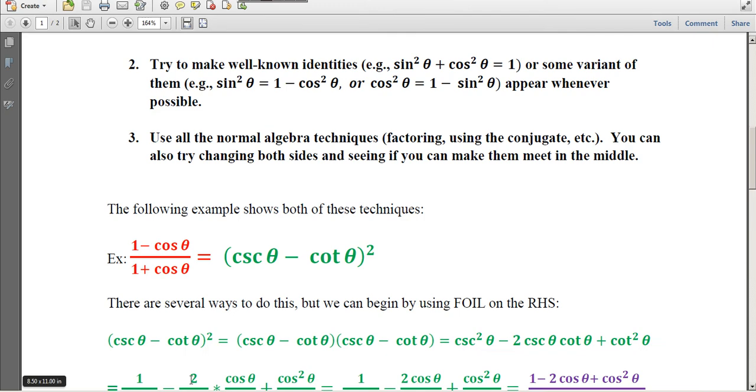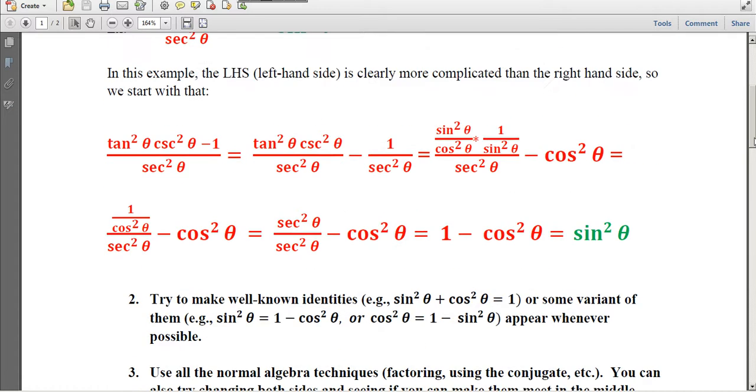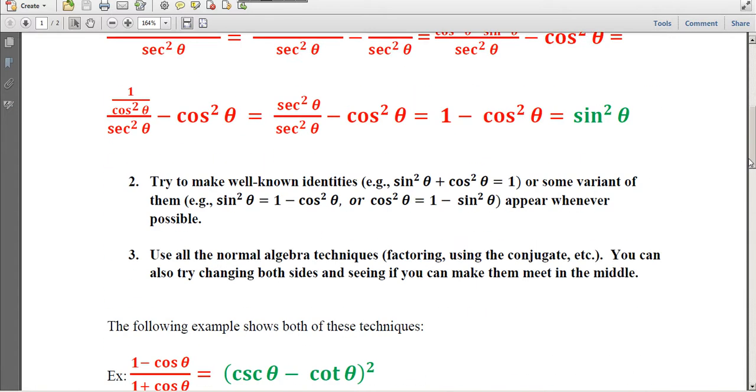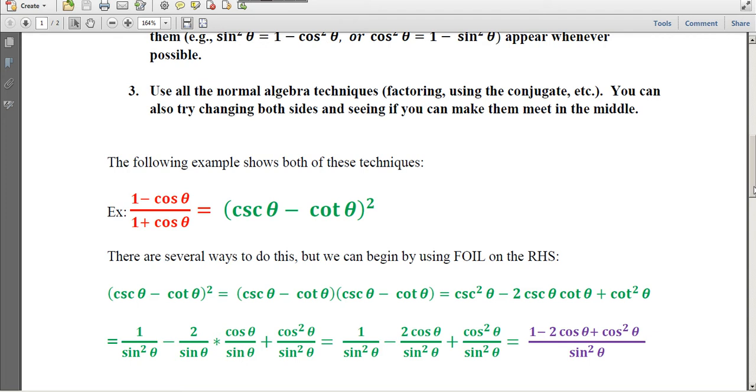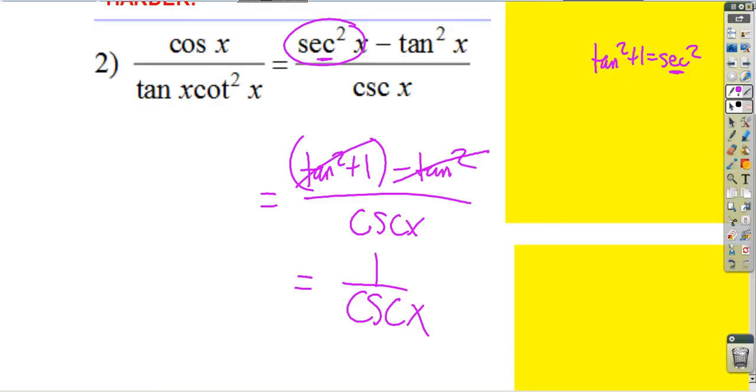Okay, so now this is kind of a good example for another strategy. Which strategy is this right here? Oh, here we go. Strategy 3. You can also try changing both sides and seeing if you can make them meet in the middle. Here's a great time to do this. I have no idea how to change 1 over cosec into that complicated looking left side. So in that case, let's start looking at the left side. And our basic strategy, we want to change the left side to make it meet somewhere in the middle with that.